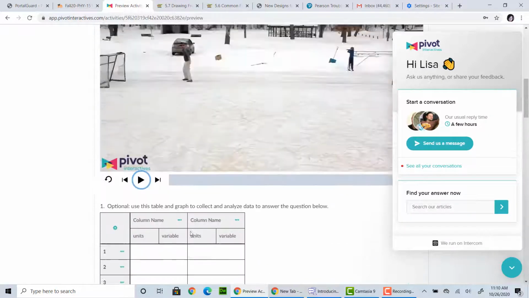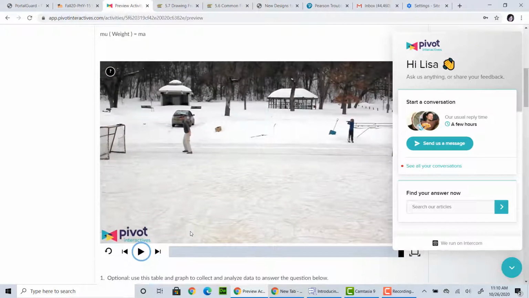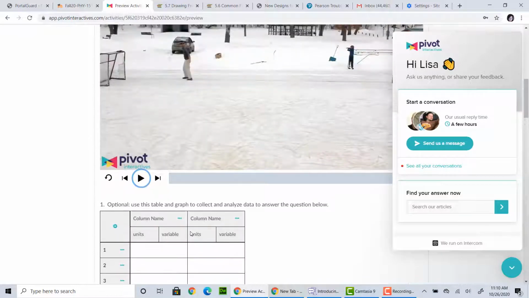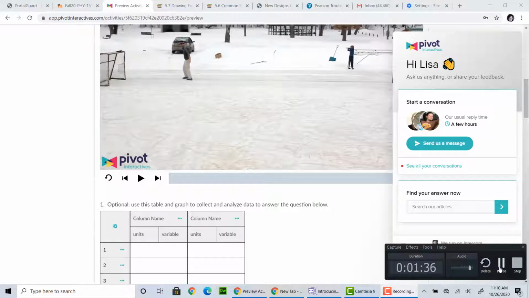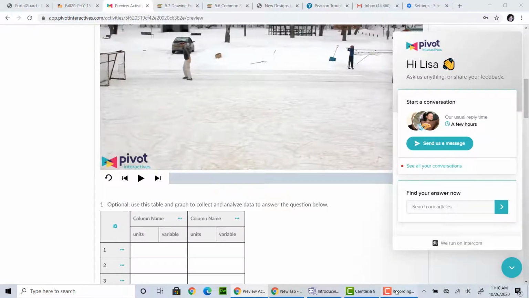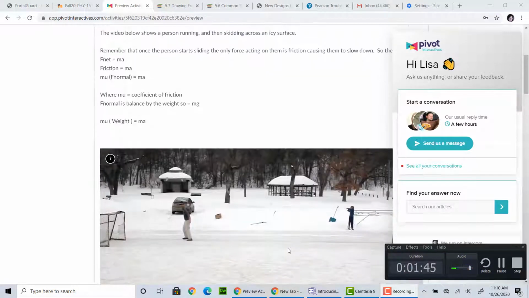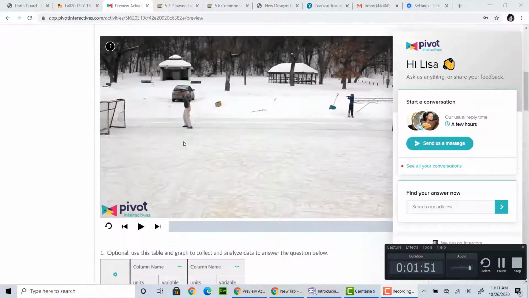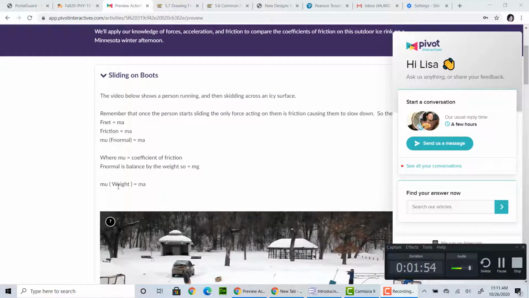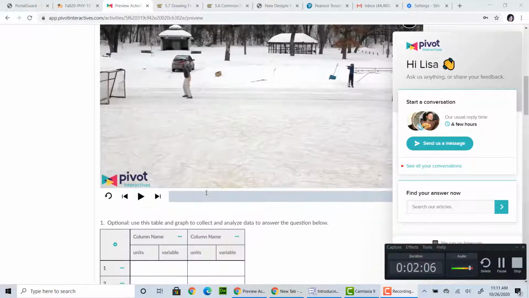You have a couple of ways that you could do it. You could make a graph to determine the acceleration of this object, right? And if you notice, if you plug in mg into this formula, mu times mg equals ma, the m will cancel out, so you don't even need to know m. So you could make a graph to find the acceleration.